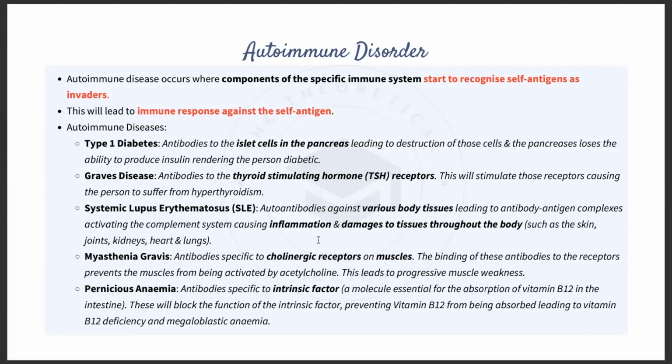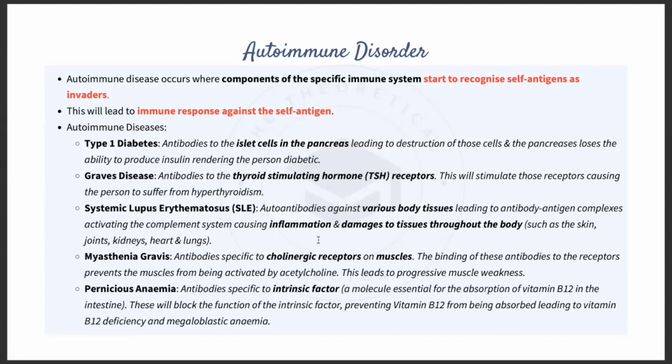Then there's myasthenia gravis. It is when there are antibodies specific to the cholinergic receptors on the muscles. The binding of these antibodies to the receptors prevents the muscles from being activated by acetylcholine. This will then lead to progressive muscle weakness.